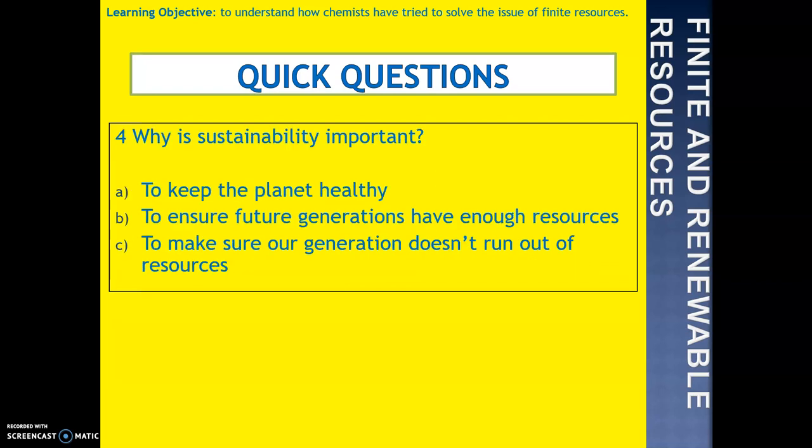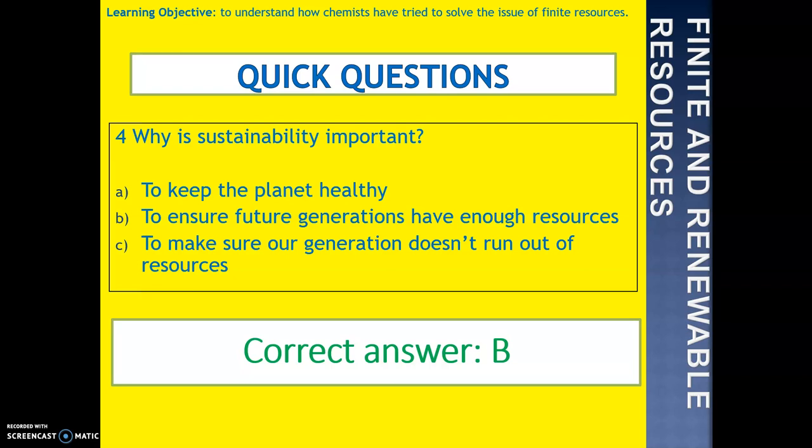And question 4, why is sustainability important? A, B, or C? Excellent. The correct answer is, of course, B, to ensure future generations have enough resources, to make sure resources are used wisely, and for future generations to use as well.